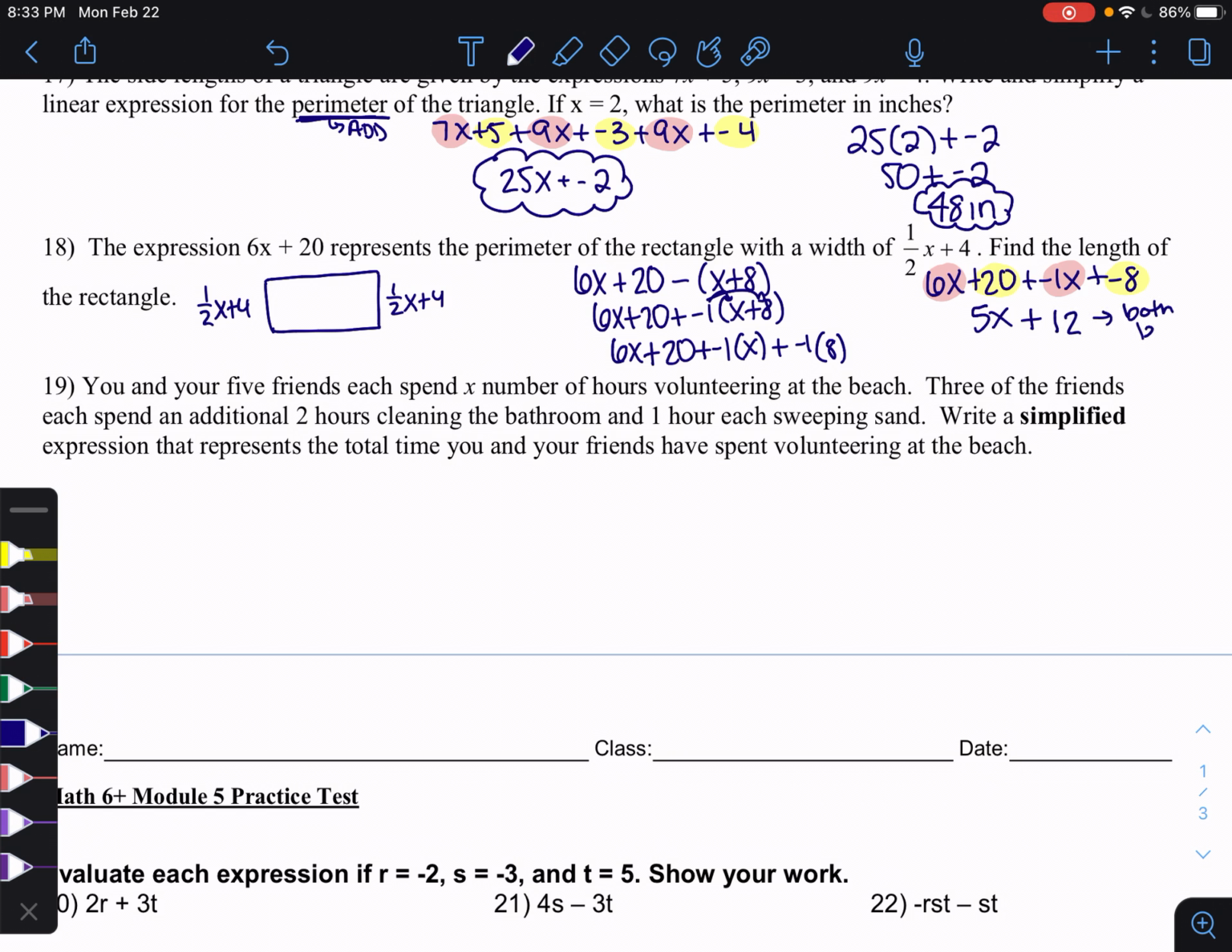To split that up into two sides, I'm going to divide each part of it by 2. So 5 divided by 2 is going to be 2.5x, and then 12 divided by 2 is 6. So I'm dividing this by 2. Because there's 2 lengths in a rectangle, so I need both of them.